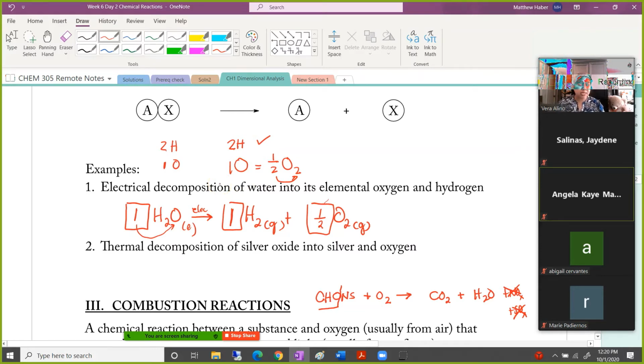In theory, it is balanced, but there's no such thing as half of a molecule. And therefore, in order to get rid of that half, I need to multiply both sides of the equation by 2. And in doing so, the coefficients have now changed to 2, 2, 1. By multiplying both sides of the equation, I have got rid of the fraction. Okay, and now this is my balanced equation.